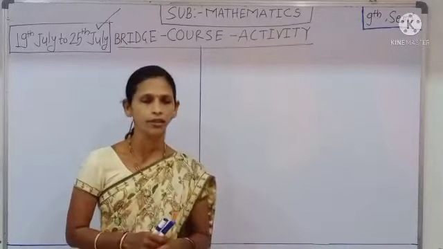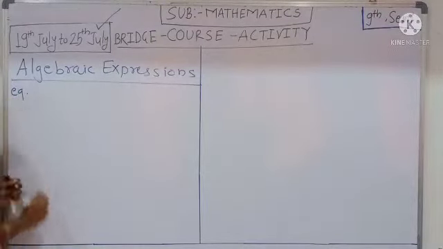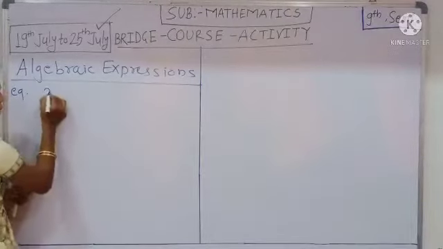First of all, all of you studied about algebraic expressions. What are algebraic expressions? These are the expressions in which alphabets and numericals are used, and the expression is represented with the degree of the variables. These are called algebraic expressions. A few examples of algebraic expressions are 3x.